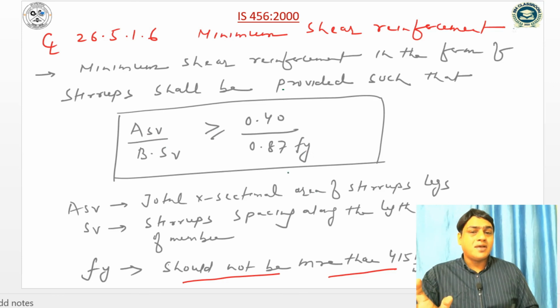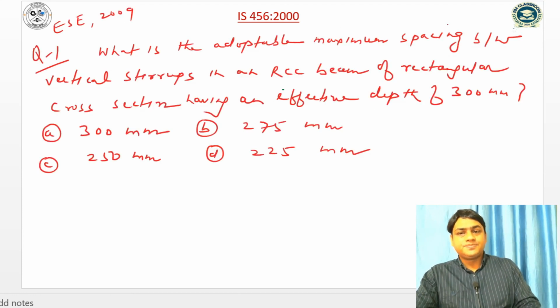So that's why this formula is very important and asked many times in the GATE or engineering services examination. So while computing the minimum shear reinforcement, we have to remember that the fy value should not be greater than 415 Newton per mm square.